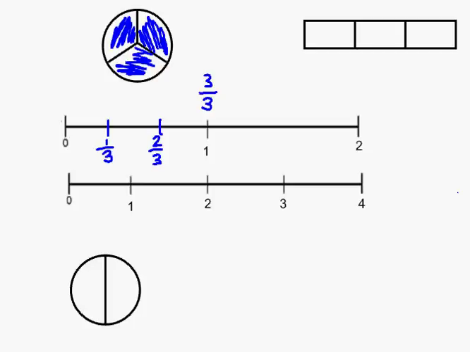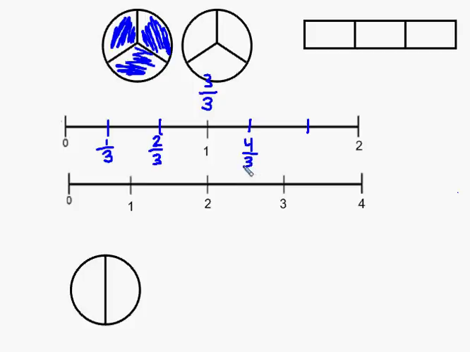Now if we were to keep going, we'd need another circle. But we could keep adding to our number line here and add our fractions on. Again, we're going to divide it into thirds. So now we have 1 and 1/3, or 1/3, 2/3, 3/3, 4/3, and 5/3, and 2, which is equal to 6/3.